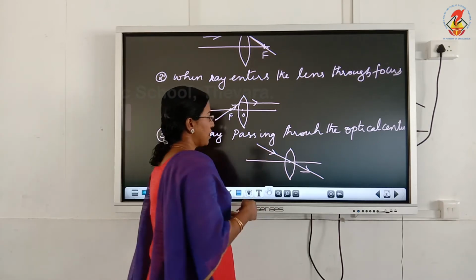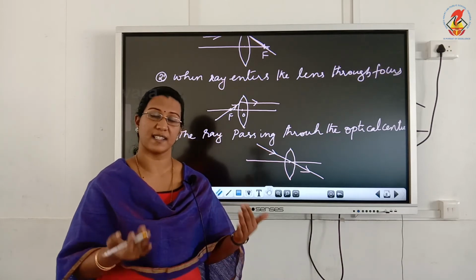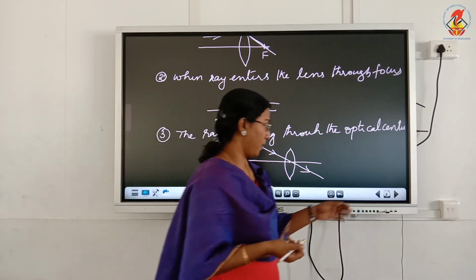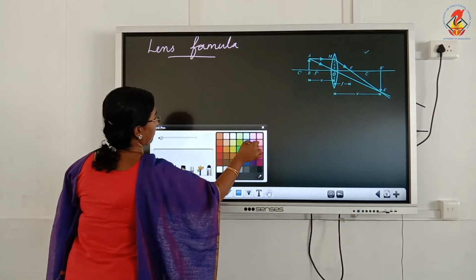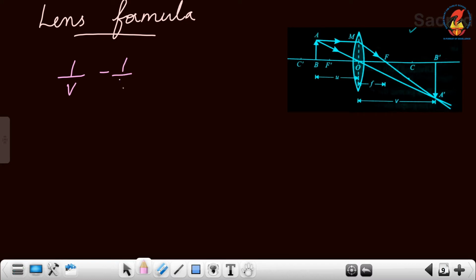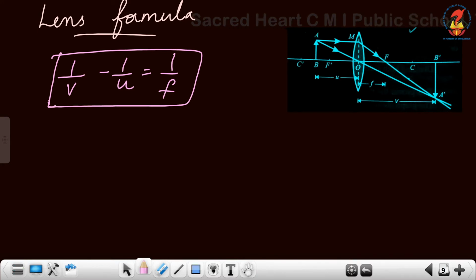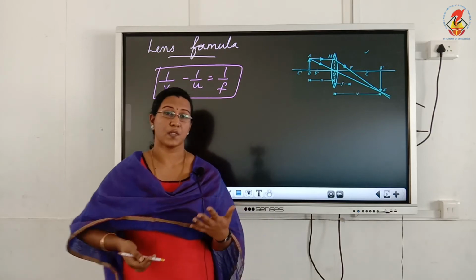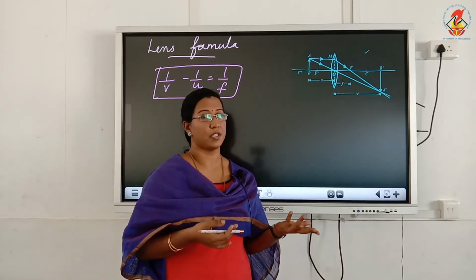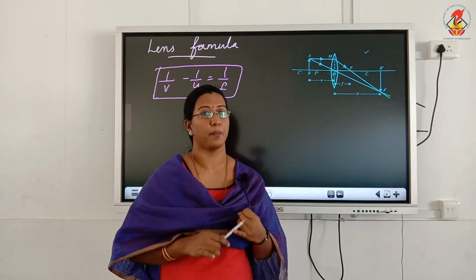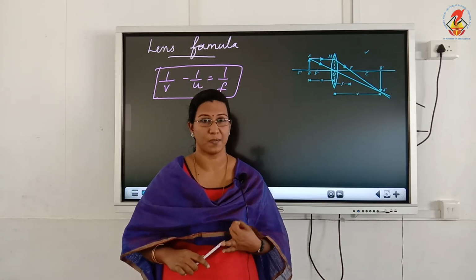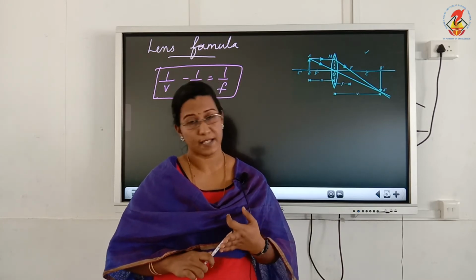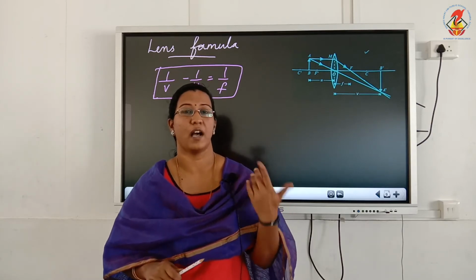Now, the assumptions which we used for deriving the lens maker's formula, the same assumptions we use while deriving the lens formula. The lens formula is the formula which relates image distance to the object distance and focal length, that is 1 by v minus 1 by u is equal to 1 by f. We are going to derive this equation. For that, we are using the assumptions that we used for deriving the lens maker's formula: all objects are considered to be point objects. Second, the rays are paraxial, which means parallel rays close to the principal axis, making small angles with the principal axis. The third, the aperture of the lens is very small, and also we are taking a very thin lens for deriving the equation.